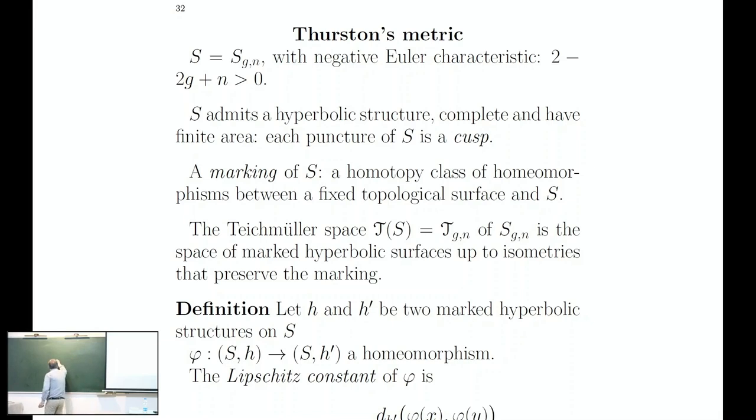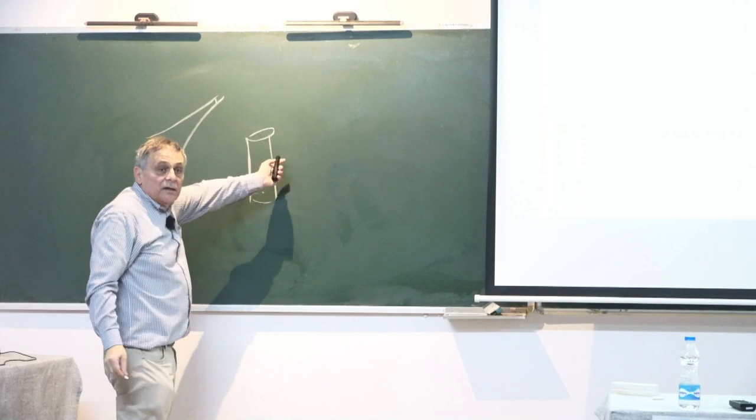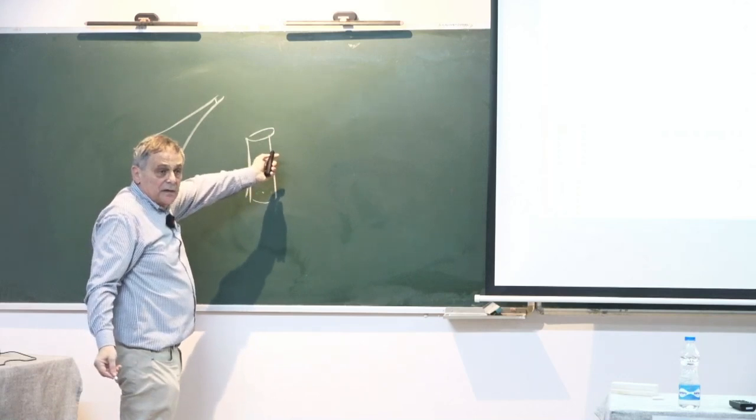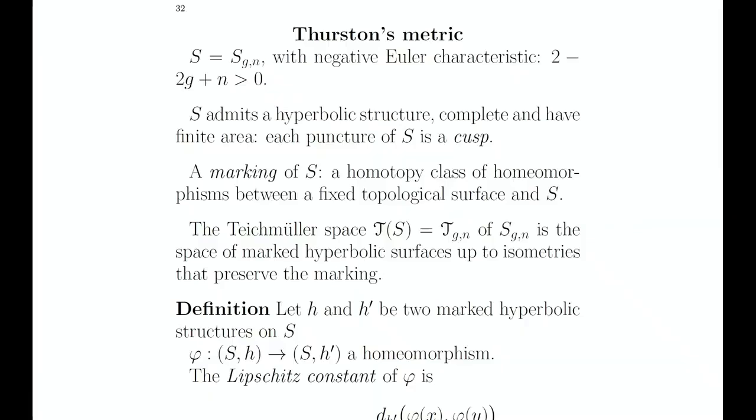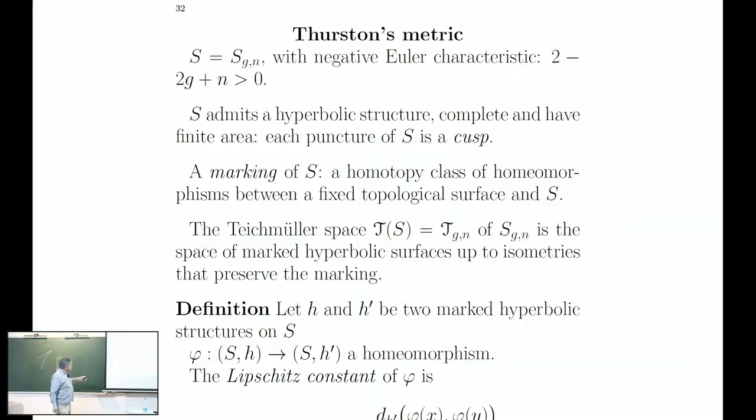In principle, I want to exclude also the cylinder because it's not hyperbolic, but there's no cylinder since I told you the n here represents the number of cusps. So there's no cylinder with two cusps. Anyway, let's forget about the special cases.